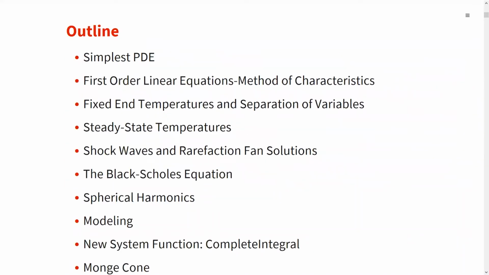So here is the outline of my talk. We will start with the simplest PDE, then continue with the method of characteristics for first-order linear equations. Next, we will go over the method of separation of variables for a fixed-end temperatures problem. Then we will continue with steady-state temperatures problems. Next, we will talk about shock waves and rarefaction fan solutions.